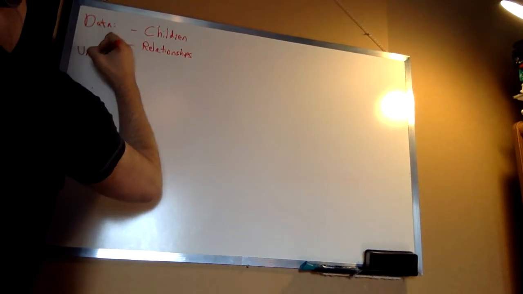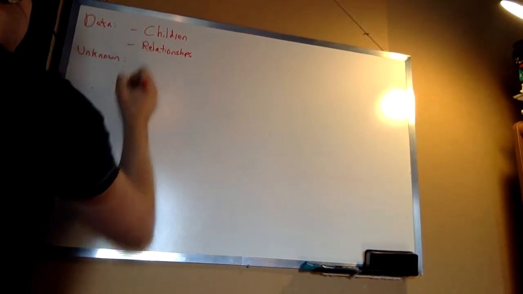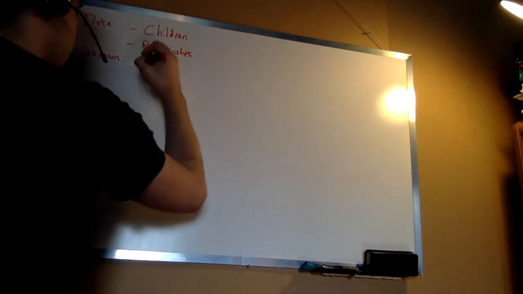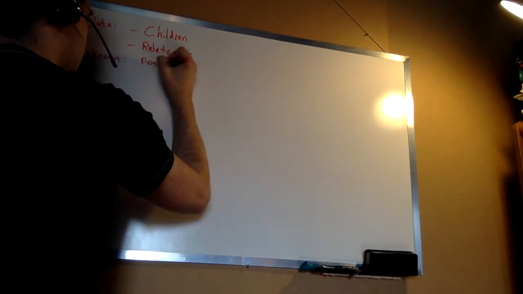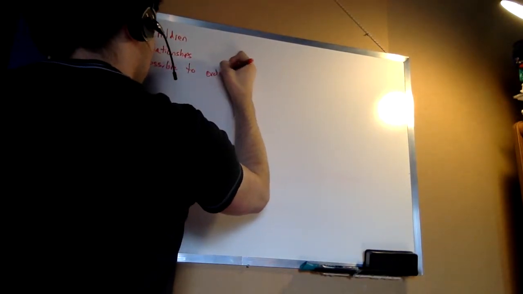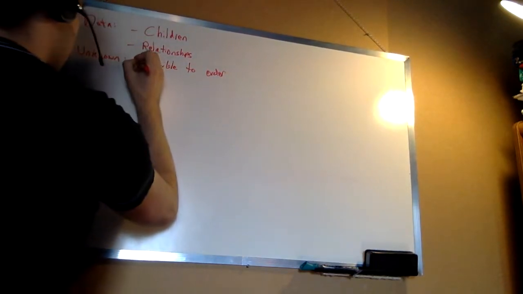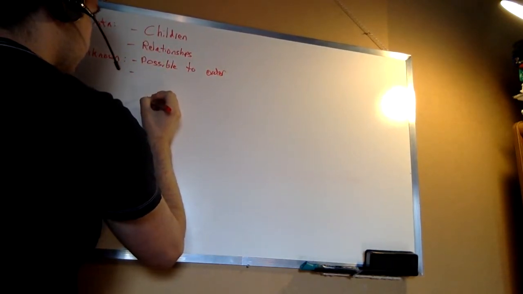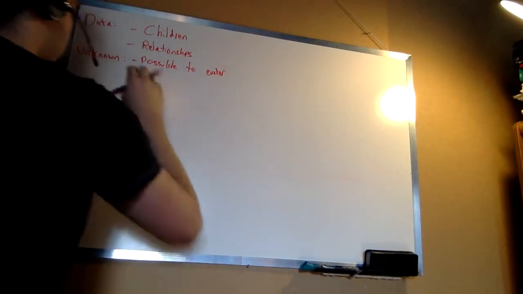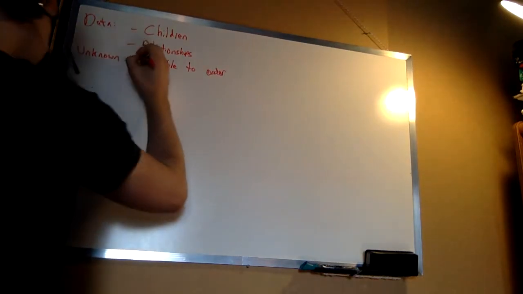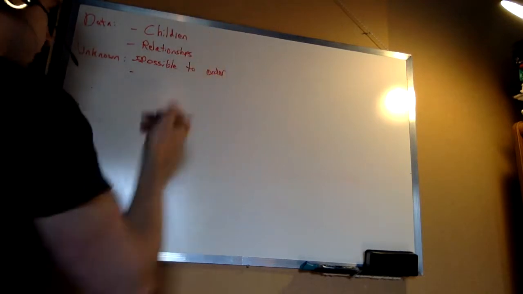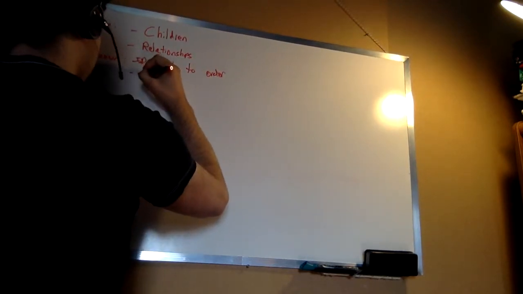Our unknown is, we want to know, is it either possible to create a line, or we want to know what that line is. So rather, we want to know, is it impossible to order these children in a line, or what is the line if it is possible?